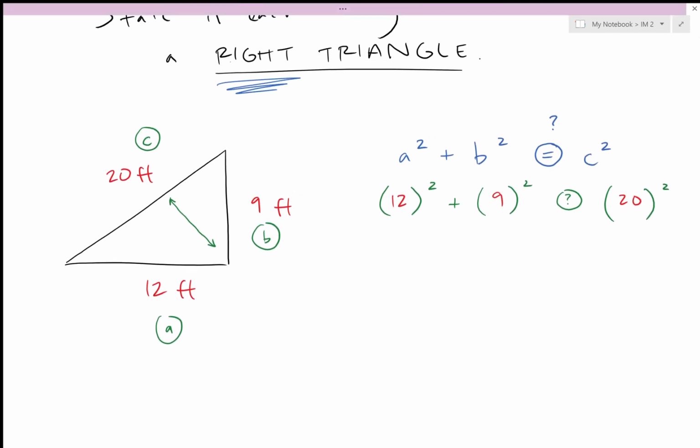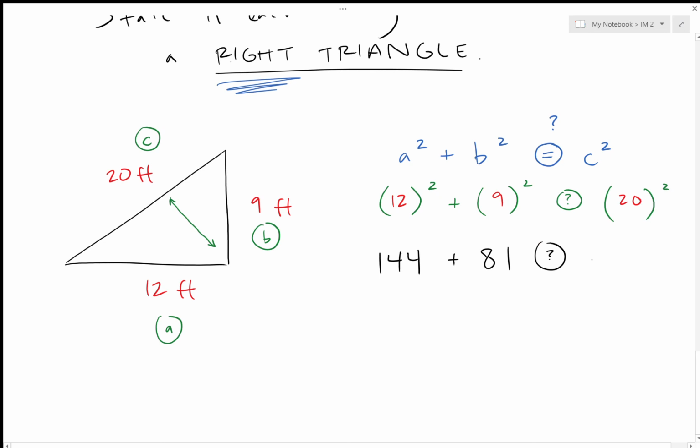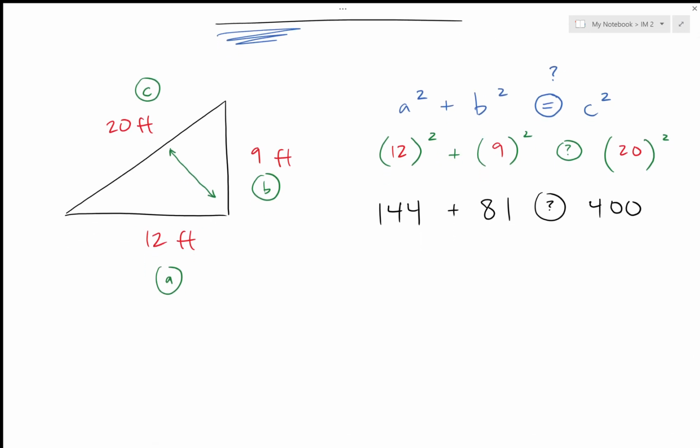So let's just work through this like before. This time the thing we're trying to find is whether it's equal or not. No missing letters. 12 squared, 144. Plus 9 squared, 81. Again, don't know if it's equal just yet. And 20 squared, 20 times 20 on our calculator, 400. The right-hand side's done. Left-hand side, let's just add those together real quick. 144 plus 81, 225. And is 225 equal to 400?